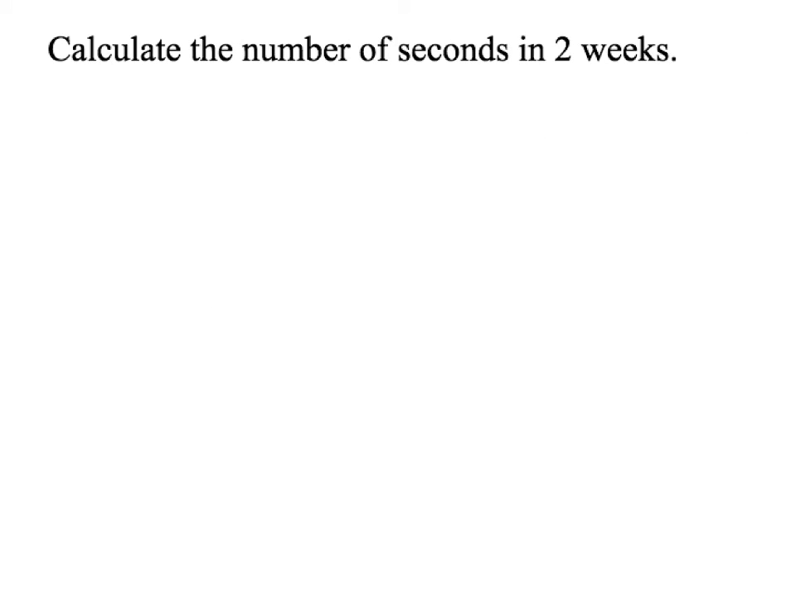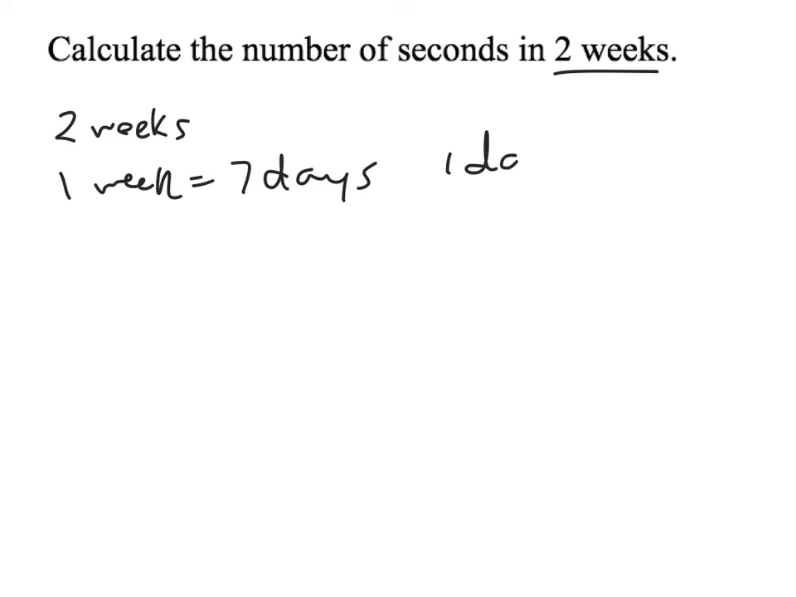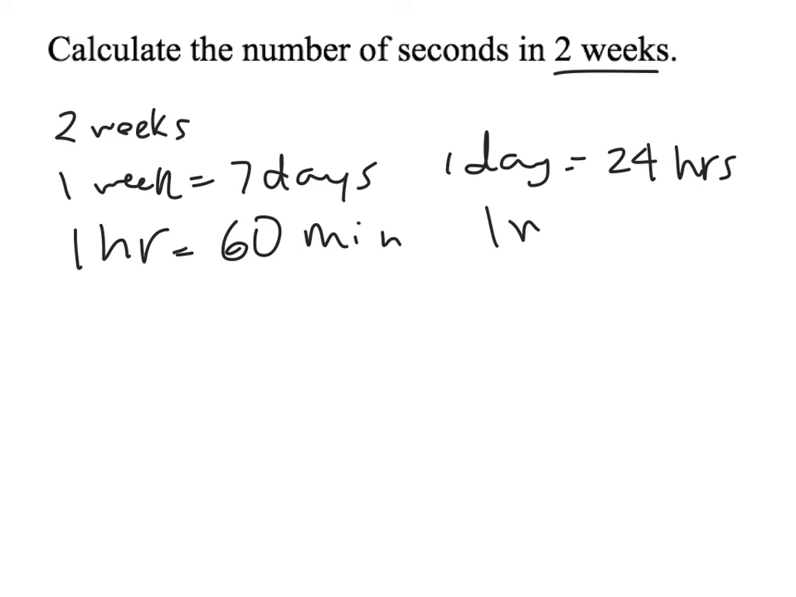I'm going to work through this next problem here that says calculate the number of seconds in 2 weeks. Well, I was given 2 weeks. So that's step 1. Step 2 says to figure out conversion factors. Well, in every week, 1 week equals 7 days. 1 day equals 24 hours. 1 hour equals 60 minutes. And 1 minute equals 60 seconds.